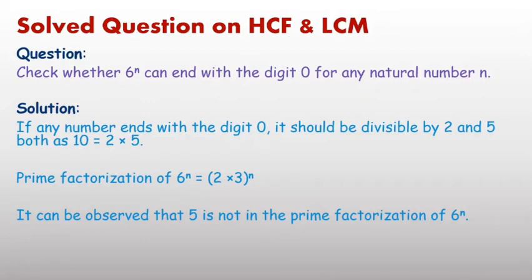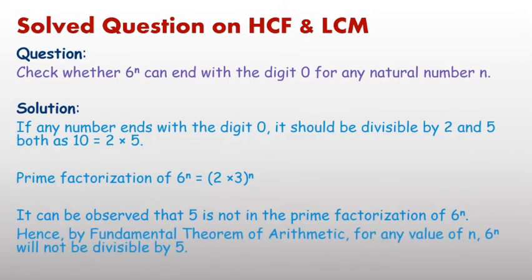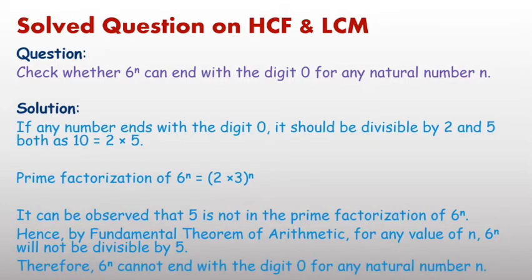and similarly the prime factorization of 6 power n equals 2 into 3 whole power n, or 2 power n into 3 power n. It can be observed that 5 is not in the prime factorization of 6 power n. Hence, by the fundamental theorem of arithmetic, 6 power n is not divisible by 5 for any value of n. Hence, 6 power n will never end with digit 0 for any natural number n.